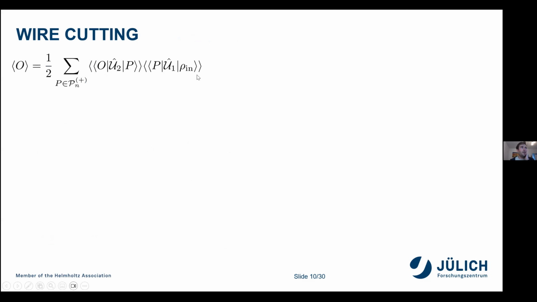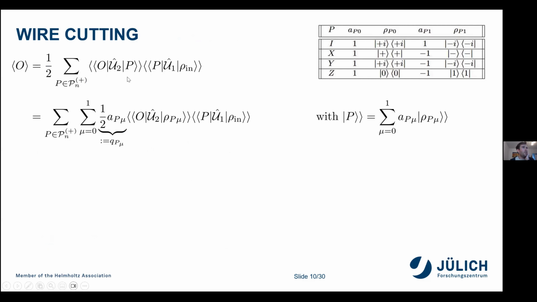Now you see that to cut the wire, you need to initialize your qubit. Then you need to apply U1 and you measure in the Pauli basis. For the second term, you need to rewrite this sum here as a sum over the eigenstates of the Paulis. So, for example, the Pauli Z will become 0, 0, minus 1, 1. With this, you get this expression, where now you see that for the second part of the circuit, you simply reinitialize the eigenstates, you apply U2, and you get the expectation value of O.